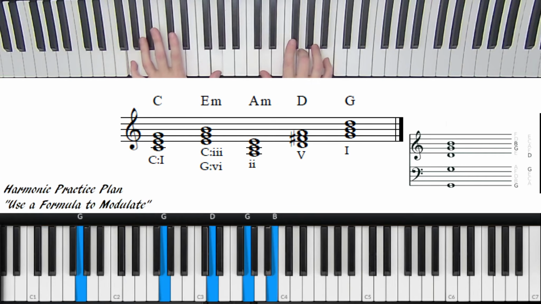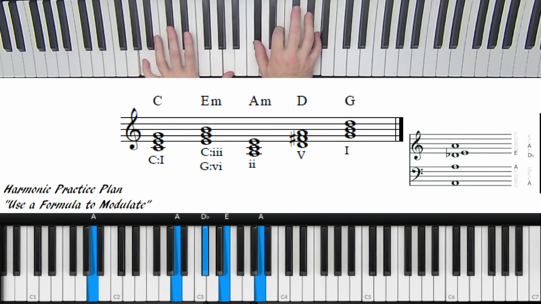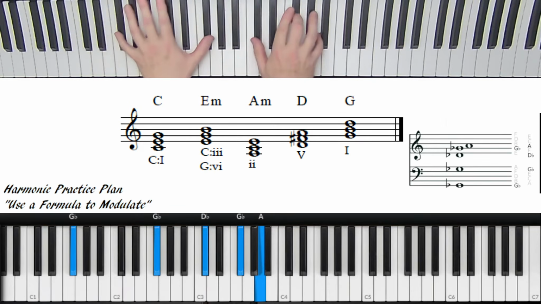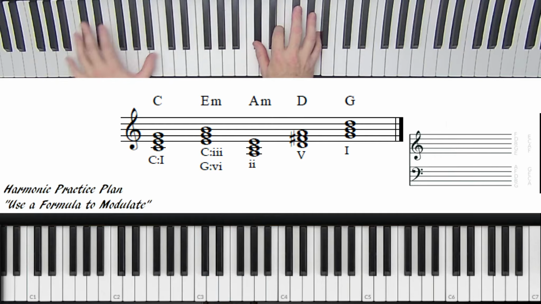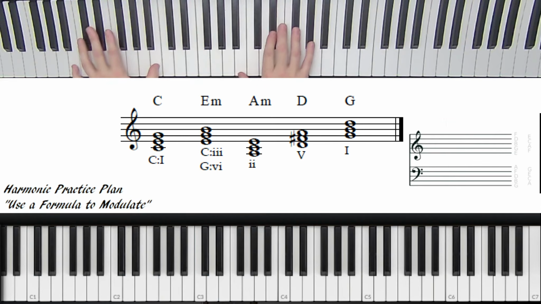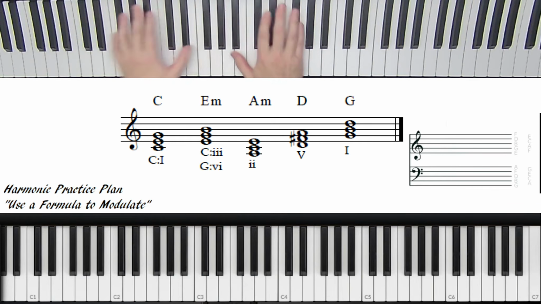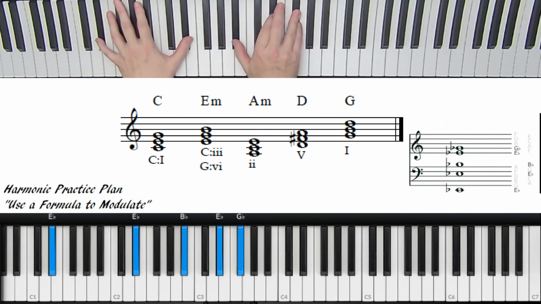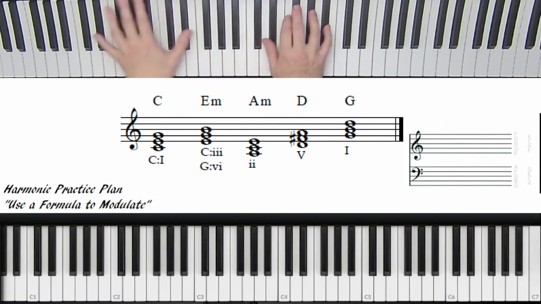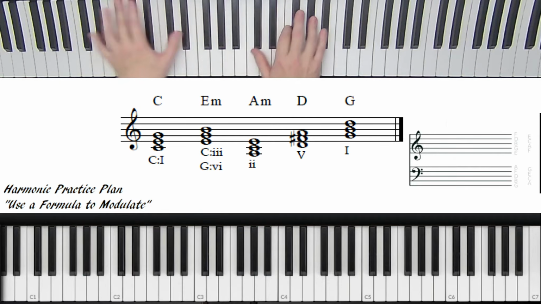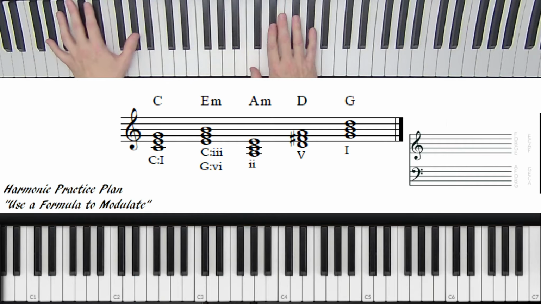5, 1, 3, 6, 2, 5, 1, 3 becomes 6, 2, 5, 1, 3 becomes 6, 2, 5, 1, and so on. I'm not going to call them out anymore. You will continue this process until you've gone through all 12 major keys.